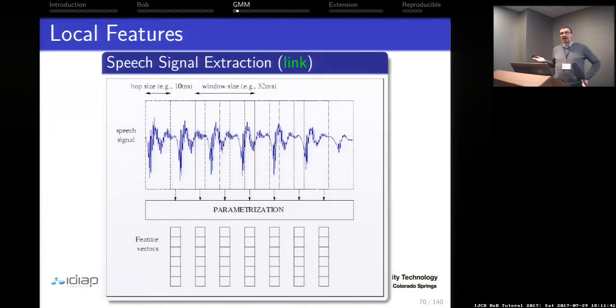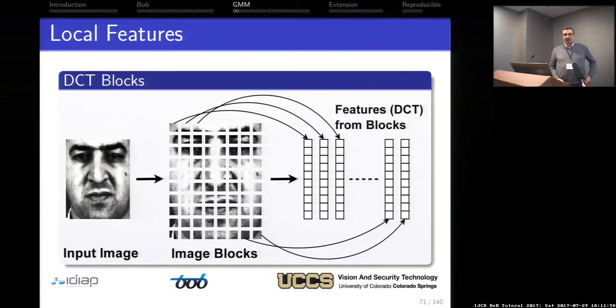Local features typically are, for speech signals, you can extract MFCC features, which are extracted from local parts of the speech signal, and each of them will generate one feature vector. What we will use today is so-called DCT blocks. You have seen that figure before, where we split our image into small blocks, and for each of these blocks we compute DCT features and treat them as independent observations of this face. And we model the face by the distribution of these features.